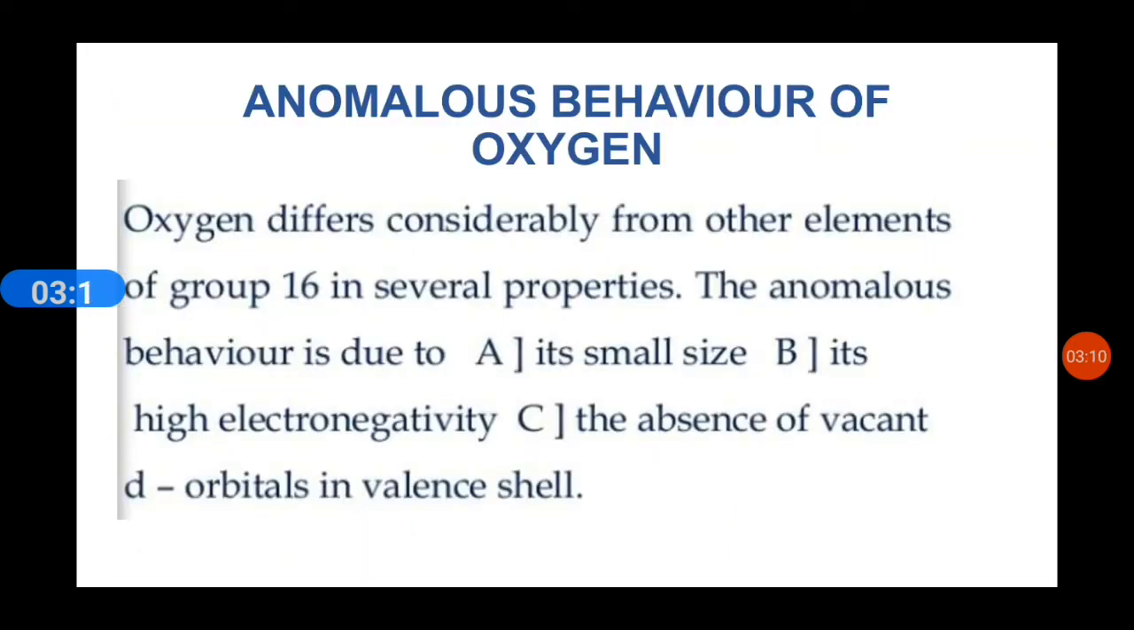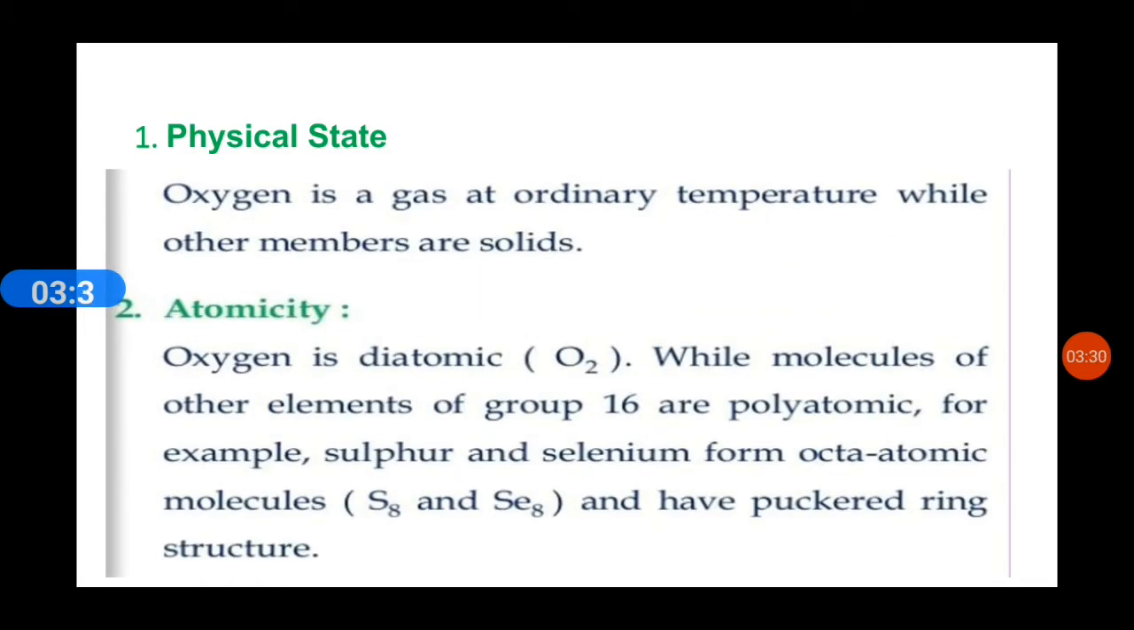Anomalous behavior of oxygen. Oxygen, being the first element of the group, has different properties. It is because of its small size, its high electronegativity, and absence of vacant d orbitals. In physical state, oxygen is a gas, whereas other members are solid. Atomicity of oxygen is 2, whereas others are polyatomic.